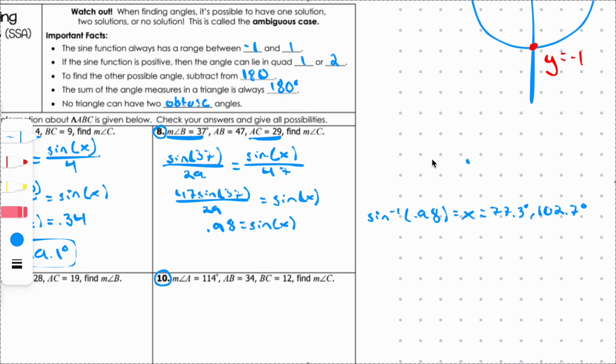So from here, sorry about that. So we know that both of these satisfy that property that all angles in a triangle must sum to 180. So these two angles, their sum should be less than 180, and they both are. So we know that these are both viable answers. So I'm going to say the measure of angle C equals 77.3 degrees or 102.7 degrees.